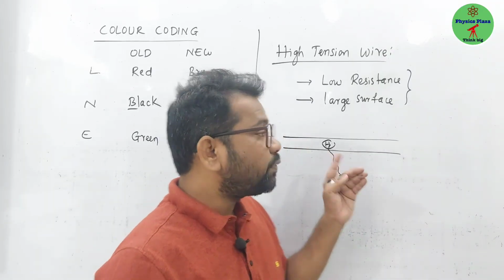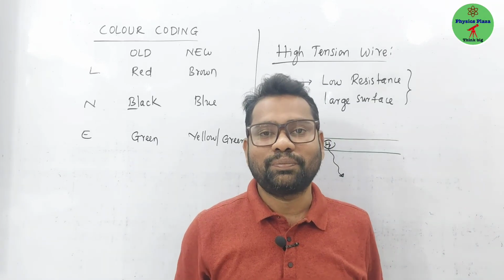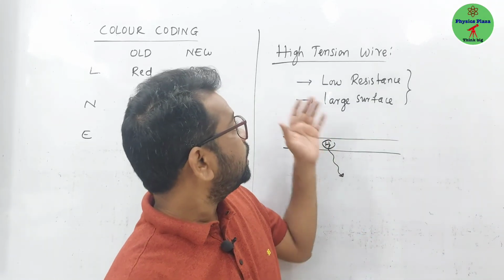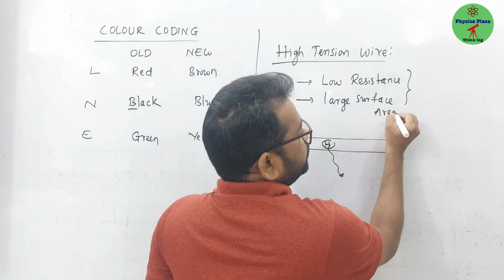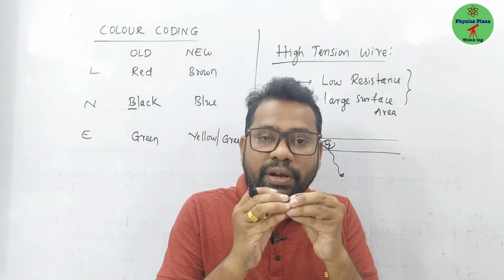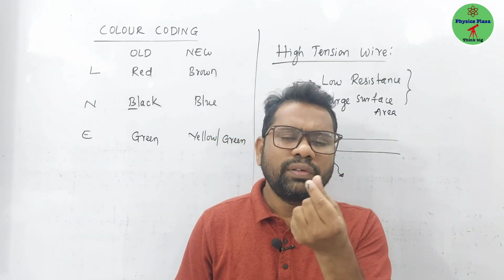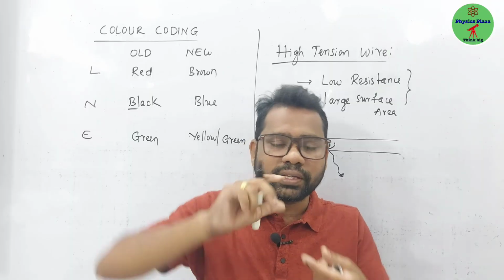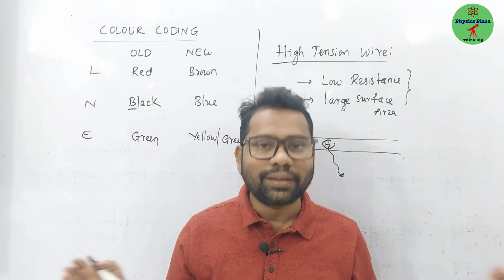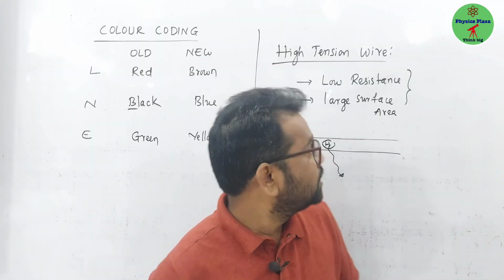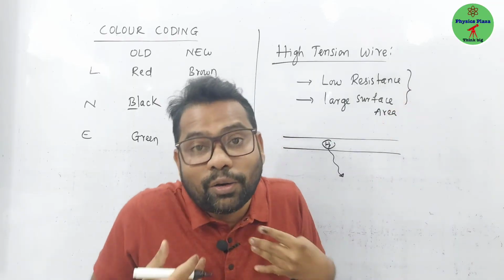But children, if a wire has a large surface area, then what will happen? It is easy for the heat to escape. So why should a high tension wire have a large surface area? So that heat in the form of radiation will escape easily. But how are these high tension wires made? Many thin wires are twisted so as to give a large surface area. That's it. So with this, high tension wire is finished, and our tension is also finished.